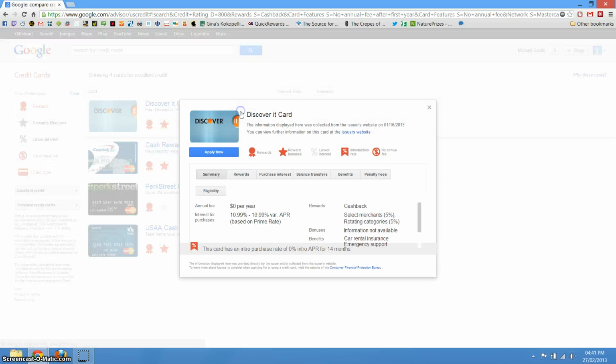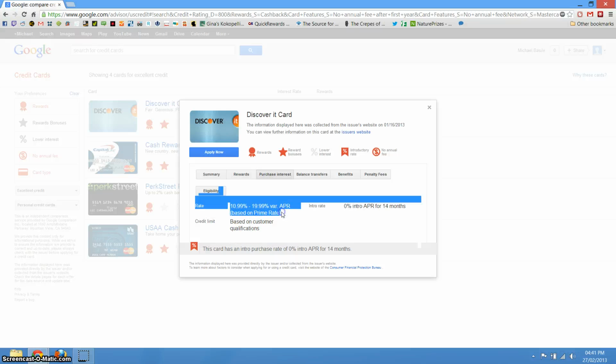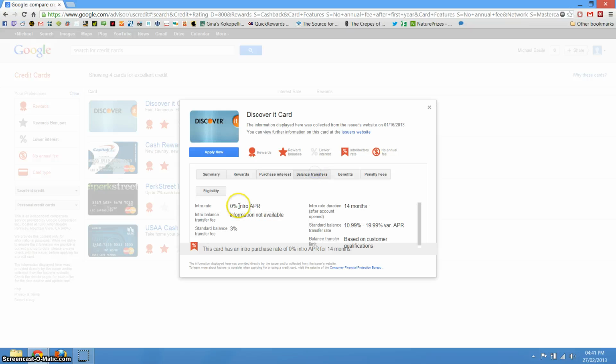For this, I'm liking this Discover card. The intro purchase rate for 14 months is nice, but I've heard of this with the rotating categories for 5%, and I've definitely been interested in this before. Interest rate is under 20%. Don't care that much, but obviously that's good.